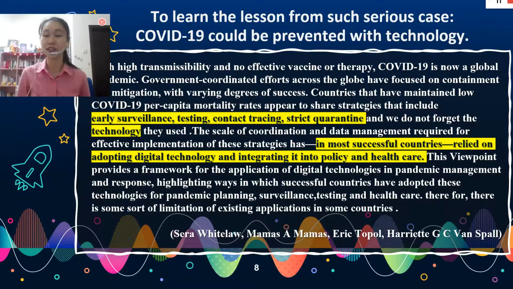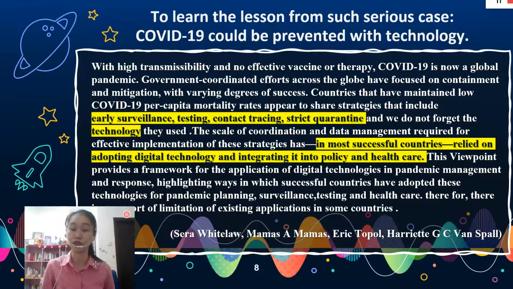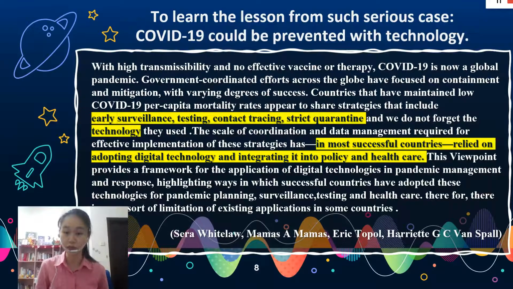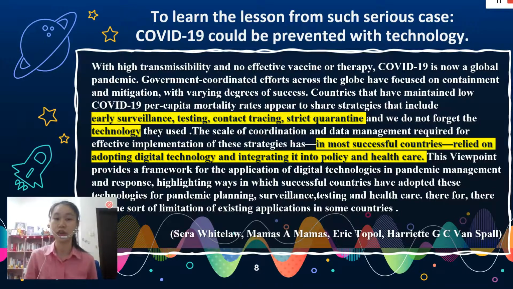So this one is an S curve that we have concluded. We quote them, so it's not plagiarism. We quote them to learn the lesson of such a serious case of COVID-19, that we could actually prevent the scenario with technology. You can see that it has been proven that early surveillance, testing, contact tracing, strict quarantine, and technology could actually prevent the situation.